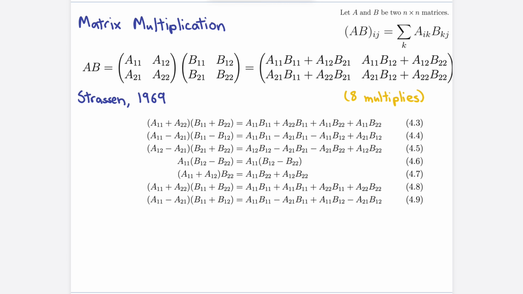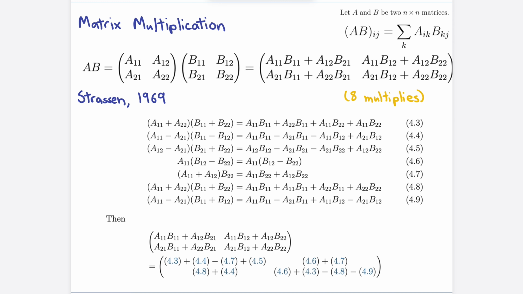Some of them do an addition first, but addition is fast, right? Because it's just linear time or n squared time. We're trying to beat n cubed. So you do some additions and subtractions, but otherwise you're multiplying n over 2 by n over 2 matrices together. And so Strassen observed that you can rewrite this as a combination of these 7 things.